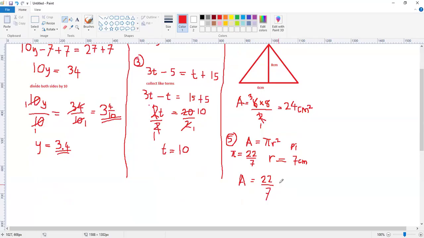Now we're going to put our multiplication sign there. Now r squared, in this case, my r is 7, so 7 squared is as good as 7 times 7. And I'm sure you can see what's going to happen already. One of the sevens is going to be taken out by the one that's under, and we're going to be left with 22 times 7. And when you multiply 22 by 7, what would you get? Yes.